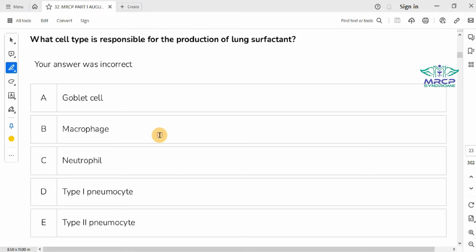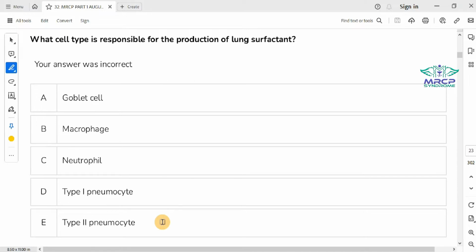Phospholipid. This is the DPCC, dipalmitoyl phosphatidylcholine. DPCC is the main constituent. So the type 2 alveolar cell or type 2 pneumocyte, these are usually the cells found in the alveoli of the lungs, and they produce and secrete the pulmonary surfactant.